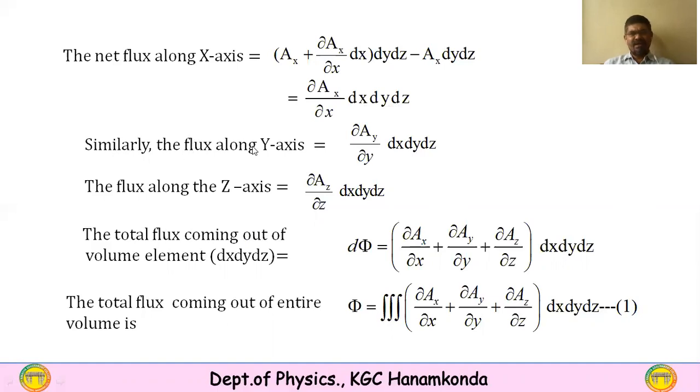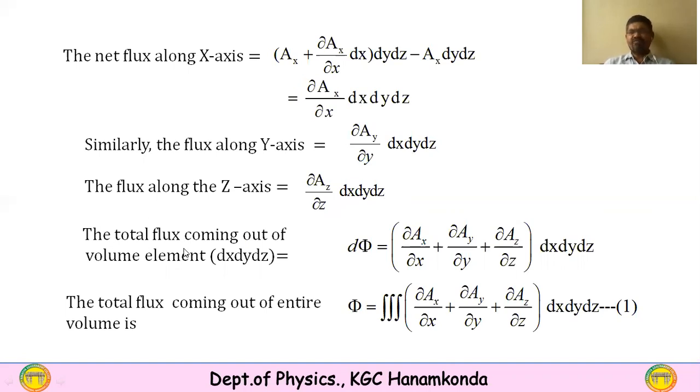Similarly, the flux along the y-axis can be written as ∂Ay/∂y, where the component along the y-axis is Ay, multiplied with the small volume element, that is dx dy dz. Similarly, we can write the flux along the z-axis as ∂Az/∂z into dx dy dz. These are all the flux components along their respective axes: this is along the x-axis, this is along the y-axis, this is along the z-axis, in a small cubical element whose sides are dx, dy, dz and whose volume is dx dy dz.